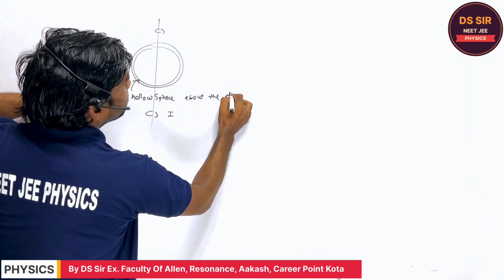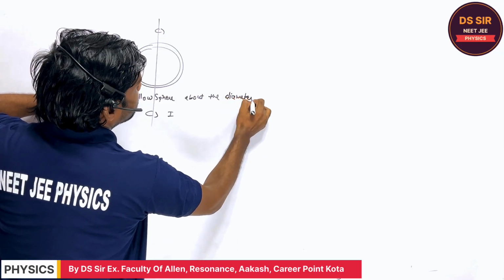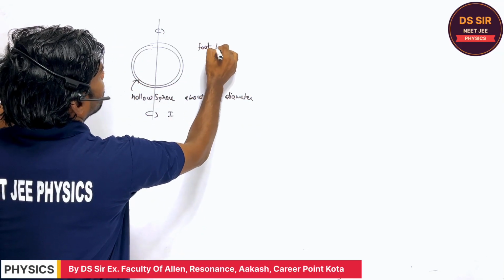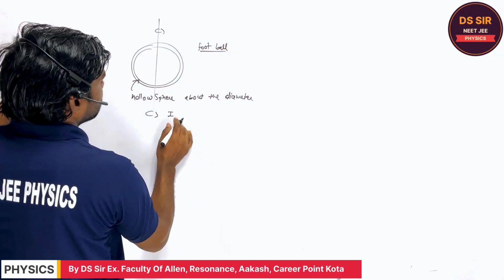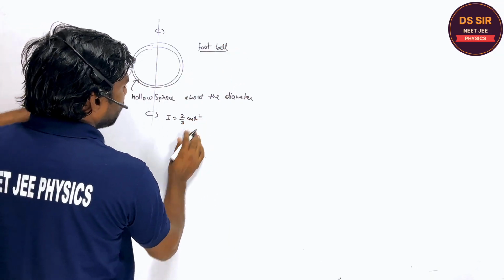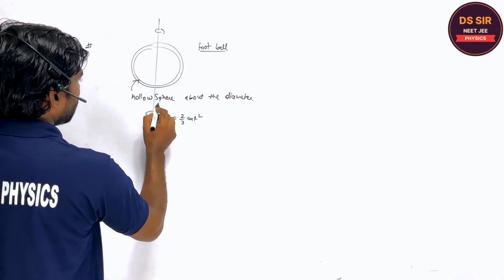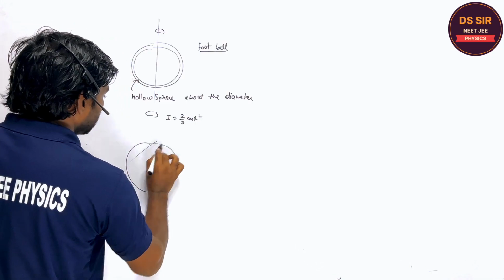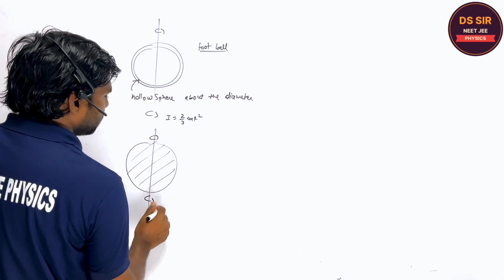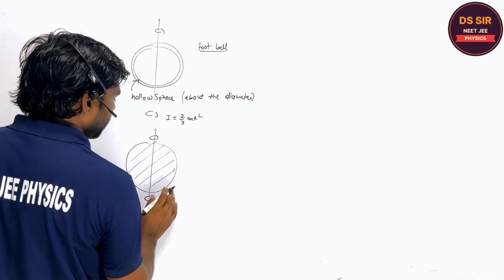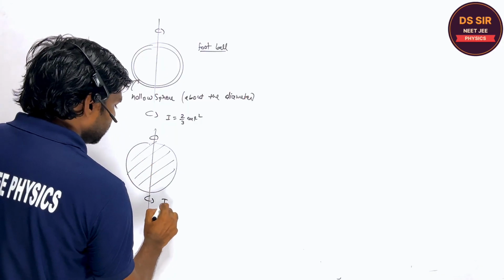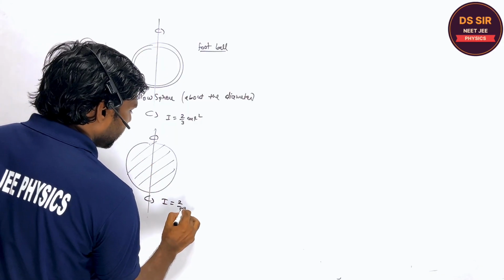Can you tell me the moment of inertia of the hollow sphere? It is similar to a football. What is the moment of inertia? It is 2/3 mr square. And this is the solid sphere. What is the moment of inertia about the diameter, or you can also say the symmetric axis? The moment of inertia is 2/5 mr square.